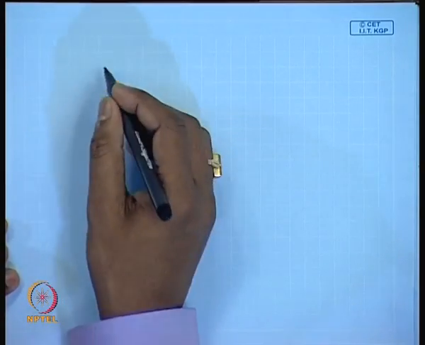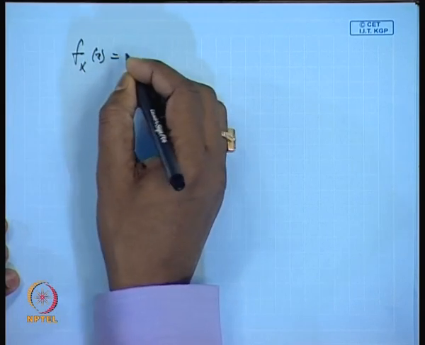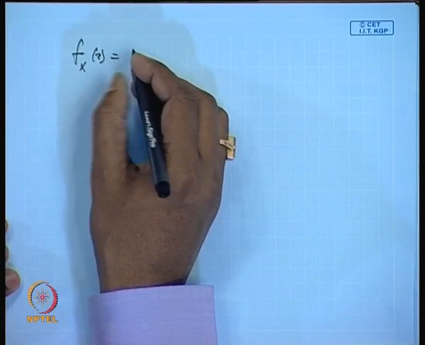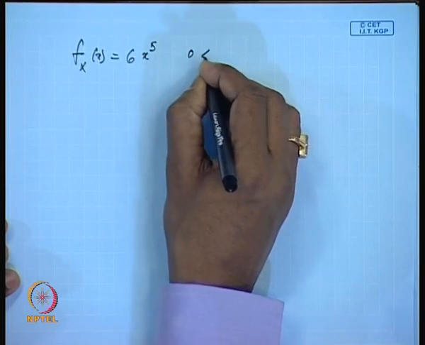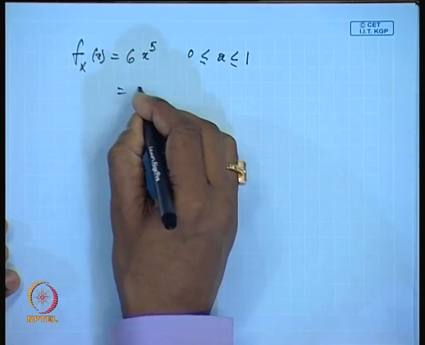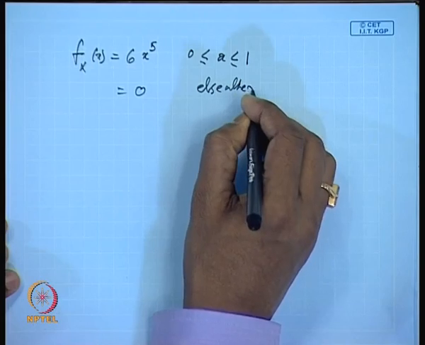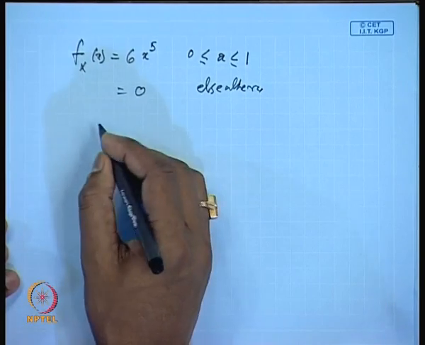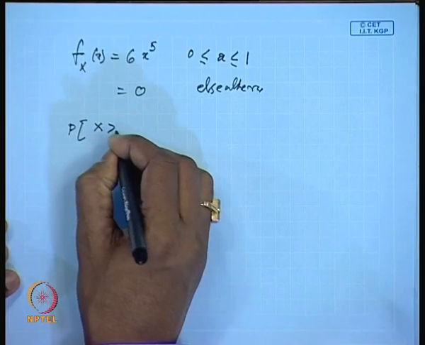So now what we see is that f(x) equals 6x^5 over the range x from 0 to 1, and equals 0 elsewhere. Now the second thing is: what is the probability that x is greater than or equal to 0.5?